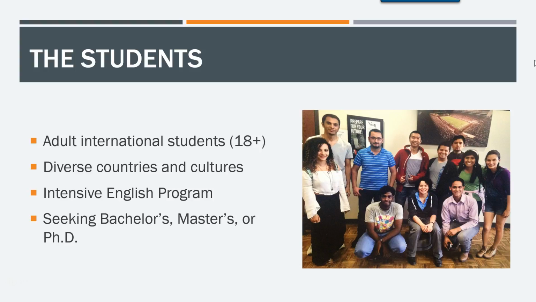Many of the students would be high school graduates preparing to earn their bachelor's degree. Some may have already completed part or all of a bachelor's program in their home countries, so a few would be looking towards a master's program or even a PhD program.